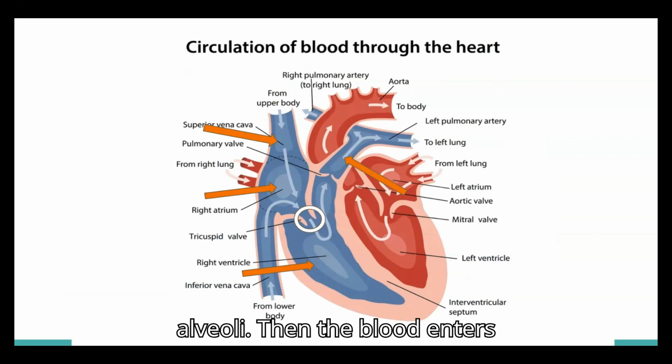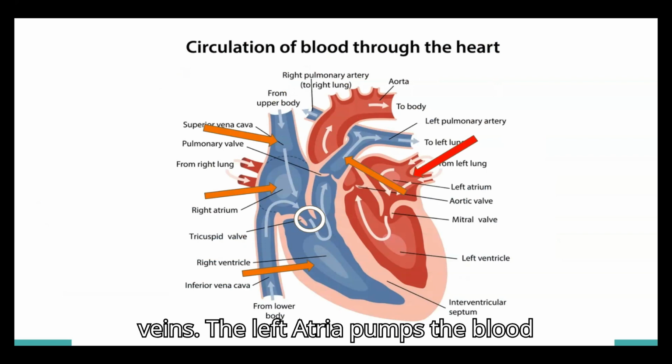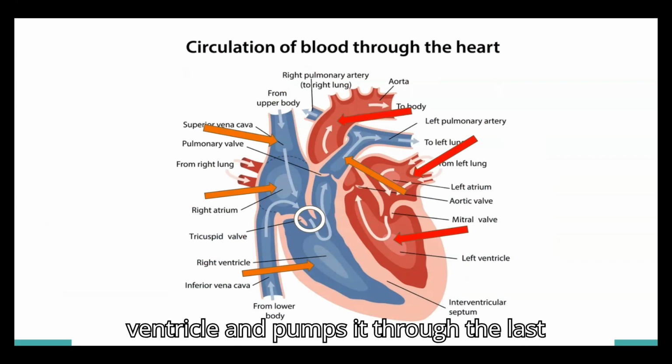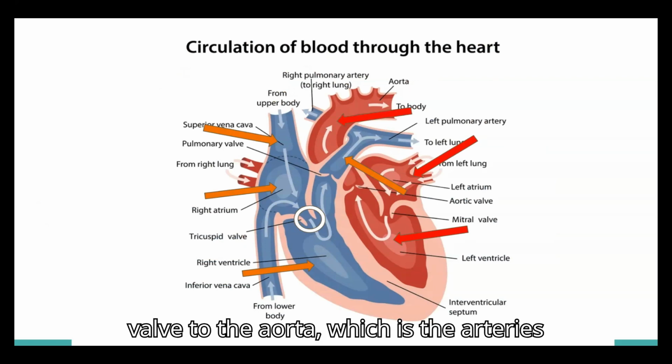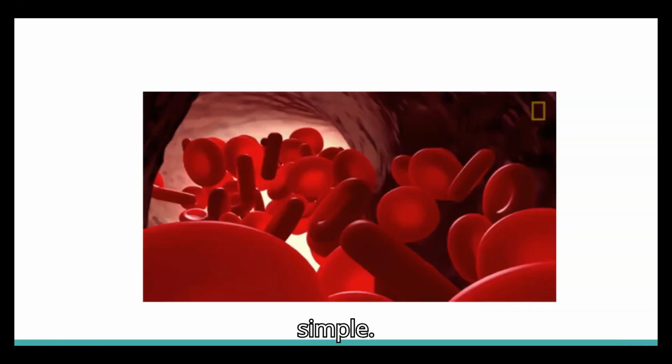Then, the blood enters the left atrium through the pulmonary veins. The left atrium pumps the blood through another valve into the left ventricle, then pumps it through the last valve to the aorta, which is the artery to the rest of the body. It's that simple.